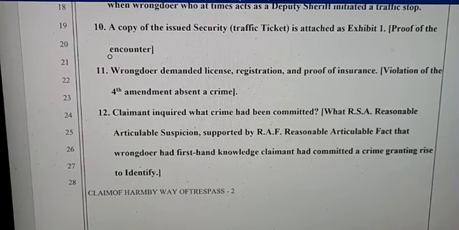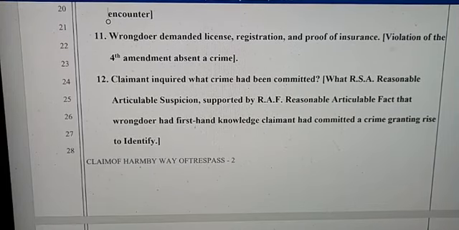Okay, so number 10, we're just identifying what evidence we have, and that we're going to label it Exhibit 1, and that's going to be the issued security, otherwise identified as a citation or traffic ticket, okay? Number 11, wrongdoer demanded license, registration, and proof of insurance.